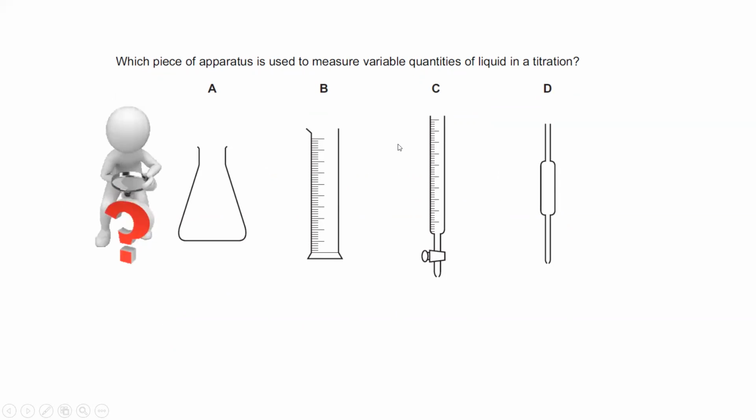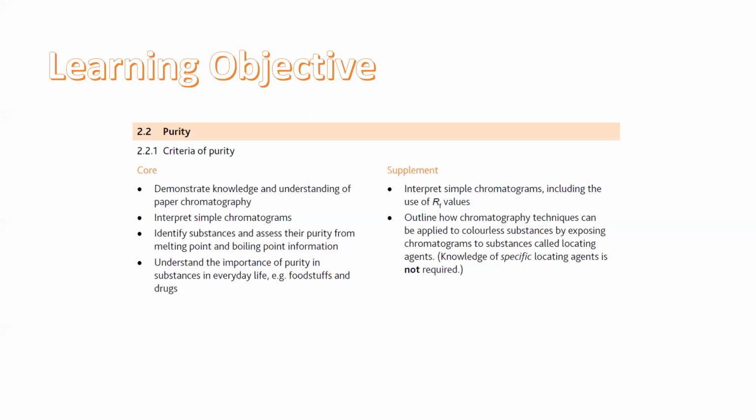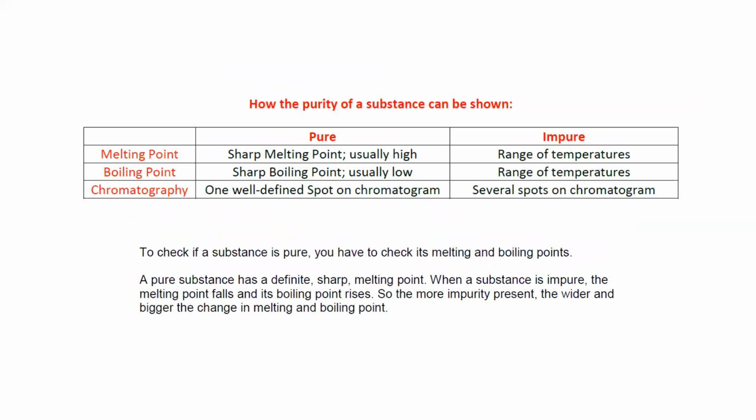This question is related to acids, so we will leave this part for now. Now moving on to the second part, topic 2.2, which is about purity. This is our learning objective, the criteria of purity. If you want to check whether a substance is pure or impure, we can check the melting point, we can check the boiling point, or we can use chromatography.